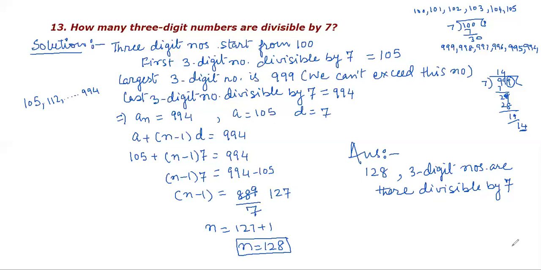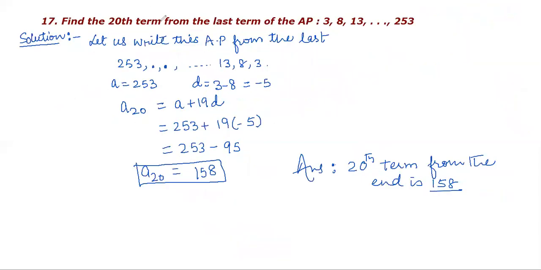Let's do one more important question of this exercise. Find the 20th term from the last of this AP. You have to get the 20th term from the last, not from the starting. Children, I am taking an example of a very simple AP: 1, 3, 5, 7, 9. Now write it down from the end: 9, 7, 5, 3 and 1.